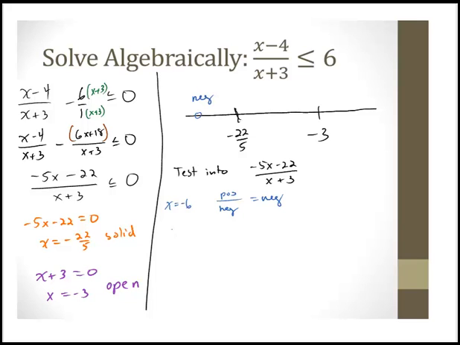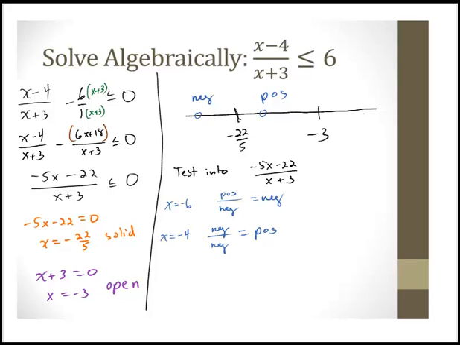Let me test somewhere between negative 22 over 5 and negative 3. How about negative 4? Testing negative 4, I'd have negative 5 times negative 4. That's 20 minus 22. That's a negative. Negative 4 plus 3 is a negative. Negative over a negative is a positive.